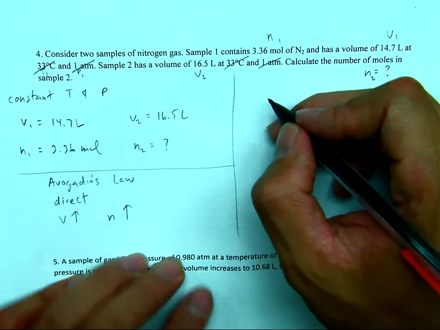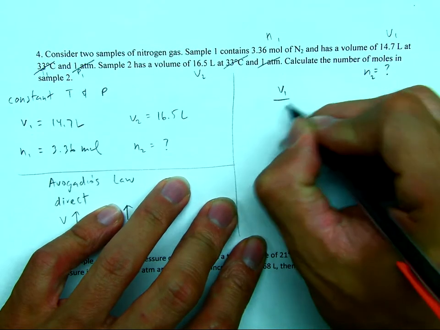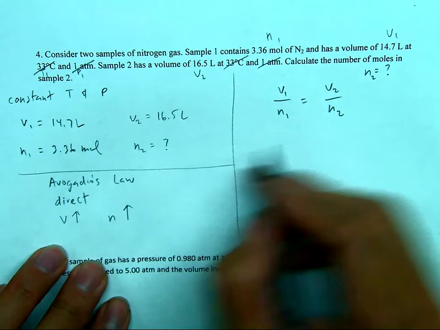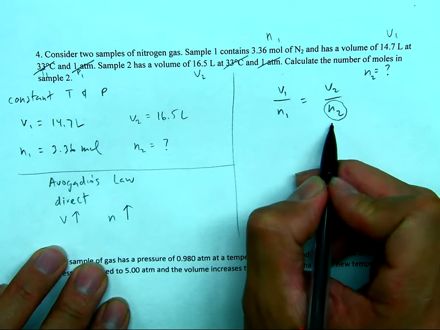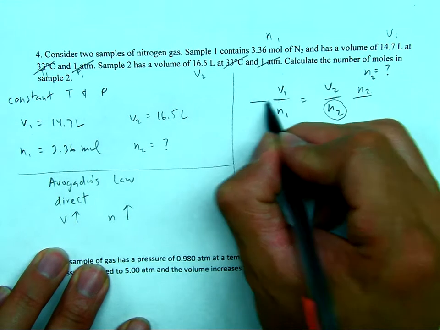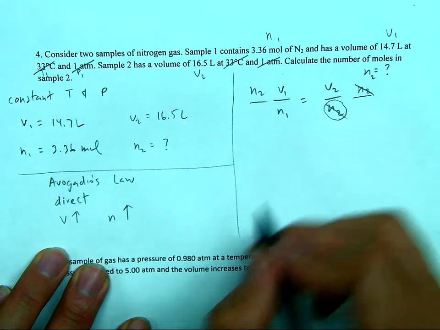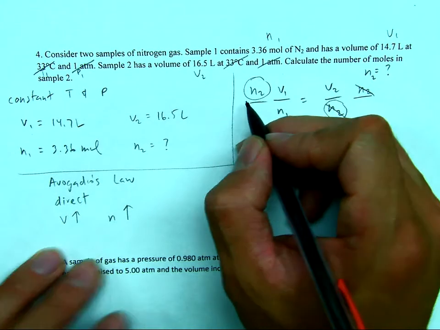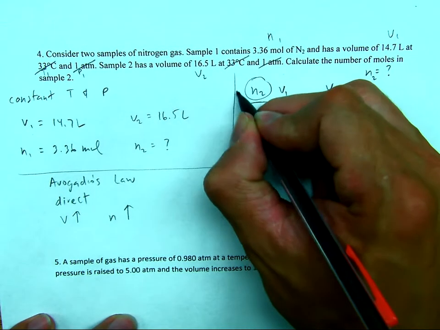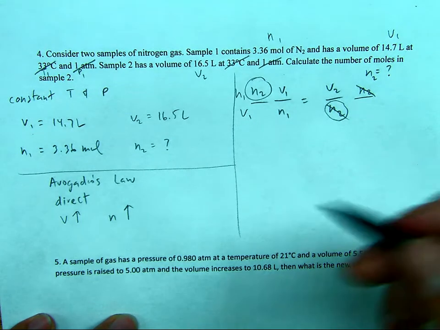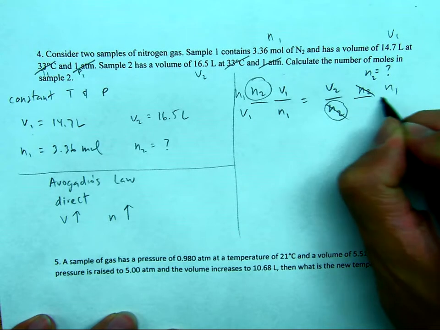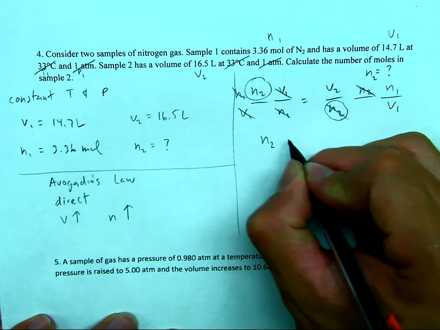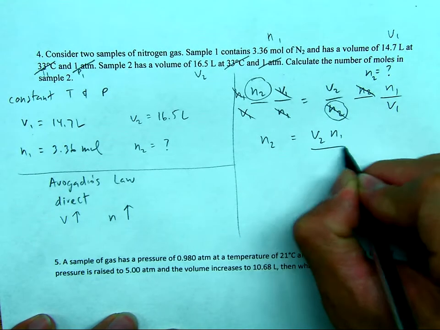Okay, so Avogadro's law is V1 over N1 equals V2 over N2. We're trying to isolate N2. You can't solve for N2 if it's on the bottom, so we're going to multiply it by both sides to bring it to the top. Now we have to isolate N2, so I'm going to multiply both sides by N1 over V1, which is the reciprocal, and this side by N1 over V1. So you're left with N2 equals V2 N1 over V1.